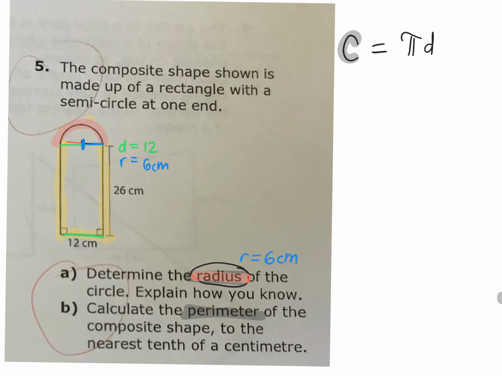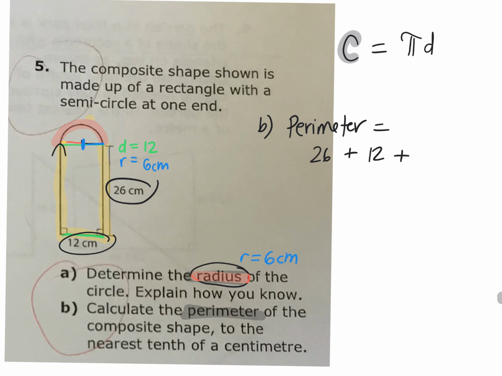Now we have to find the perimeter of this composite shape, and we already discussed this. We know that it has to be 26 plus what? 12 plus, do we know what this side length is? If this is 26, what's this side length? 26 plus, what's the last thing I have to add? Do we know this?